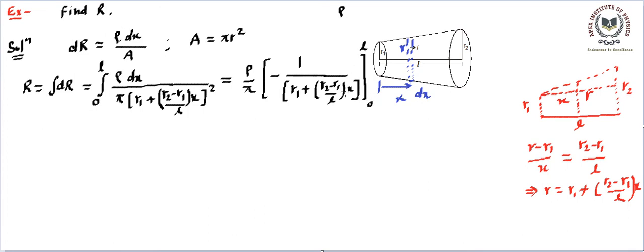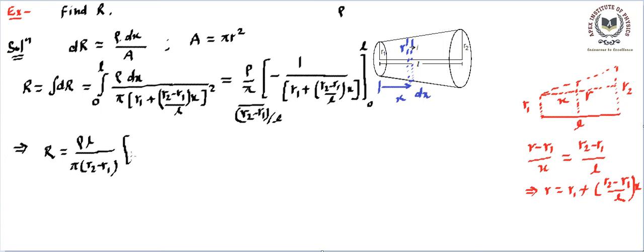Not only this, the term which is the coefficient of x has also to be divided out, so this entire expression has to be divided by R2 minus R1 further divided by L. Now if we simplify this, I'm jumping some steps, you can write them in detail. This L will go upside, R2 minus R1 will be downside, so it will become rho L divided by pi times (R2 minus R1).